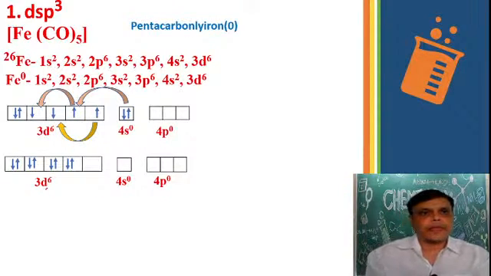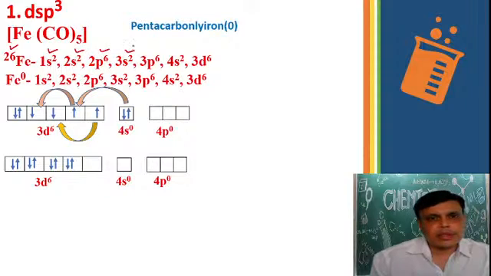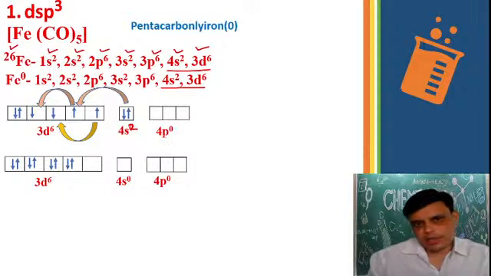Now see in this clear diagram, the Fe(CO)5 pentacarbonyl is there. The atomic number of Fe is 26, electronic configuration is 1s2, 2s2, 2p6, 3s2, 3p6, 4s2, 3d6. Now this is the valence shell electronic configuration, 4s2, 3d6. Now draw the box diagram: 6 electrons in the 3d orbital, 2 electrons in the 4s orbital, and 4p orbitals are vacant.